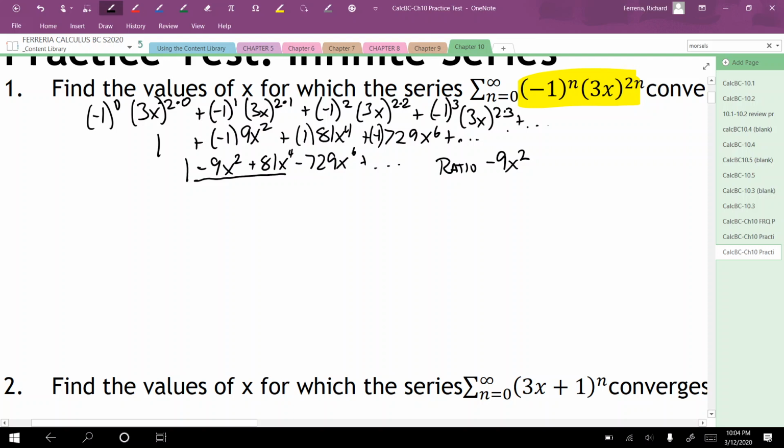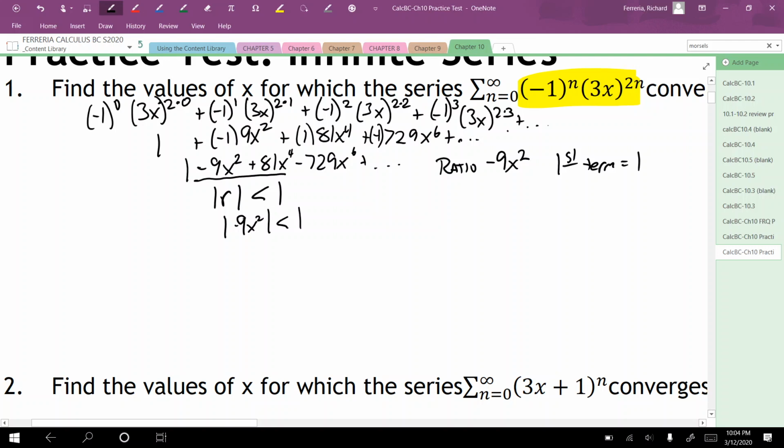The first term is 1. You should take note of that, but that's not really going to play an importance to question 1. So in order for a geometric series to converge, the absolute value of that ratio needs to be less than 1. So that's where our solving comes in. The absolute value of negative 9x squared needs to be less than 1.